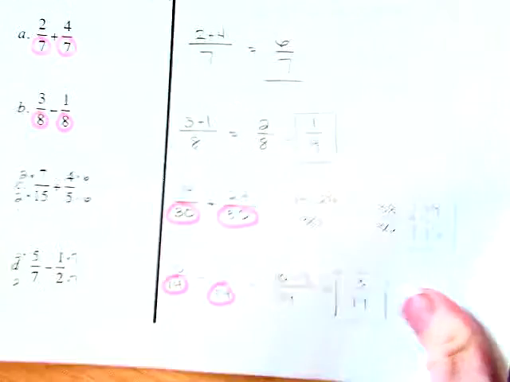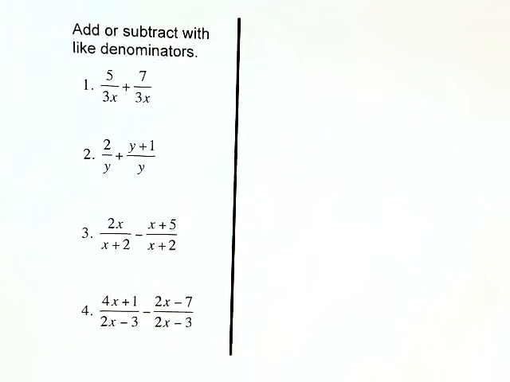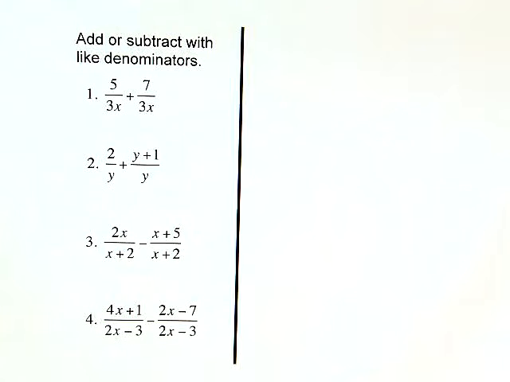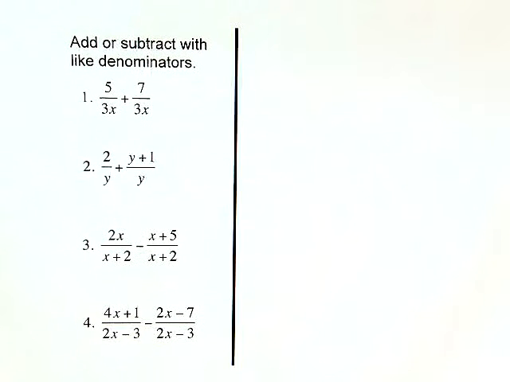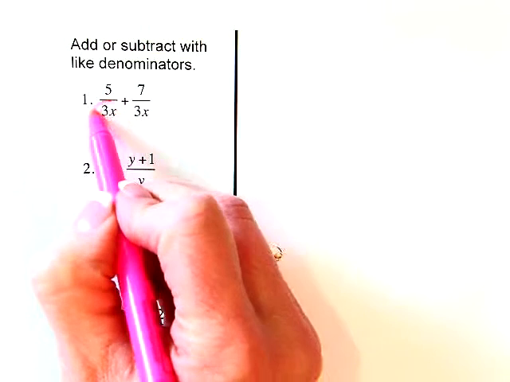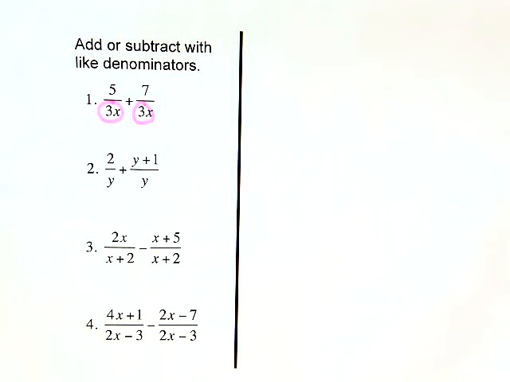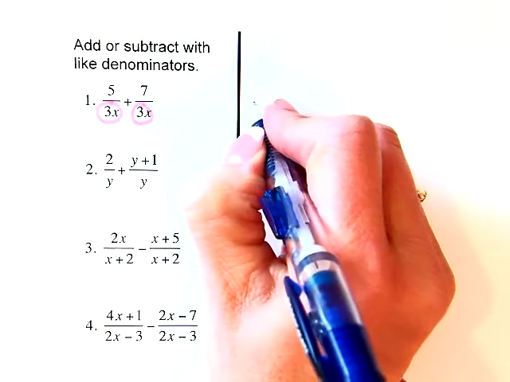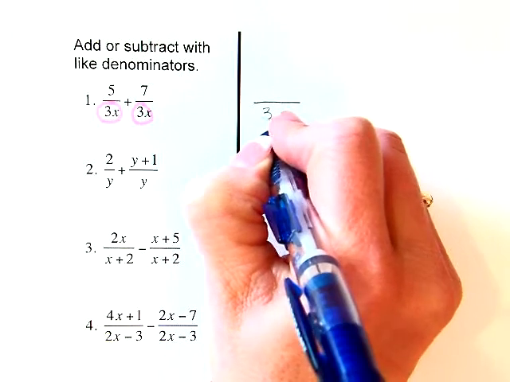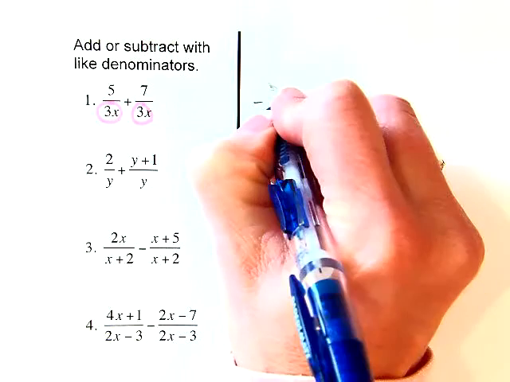All right, so moving to what ours are going to look like. So this is the next set of examples, and we are adding and subtracting, and these do have common denominators. So what that means is we're actually ready to roll with our operation. And so I'm going to kind of simplify this then. They have a common denominator, which means the denominator is going to be 3x. Add 5 and 7, and we get a 12.